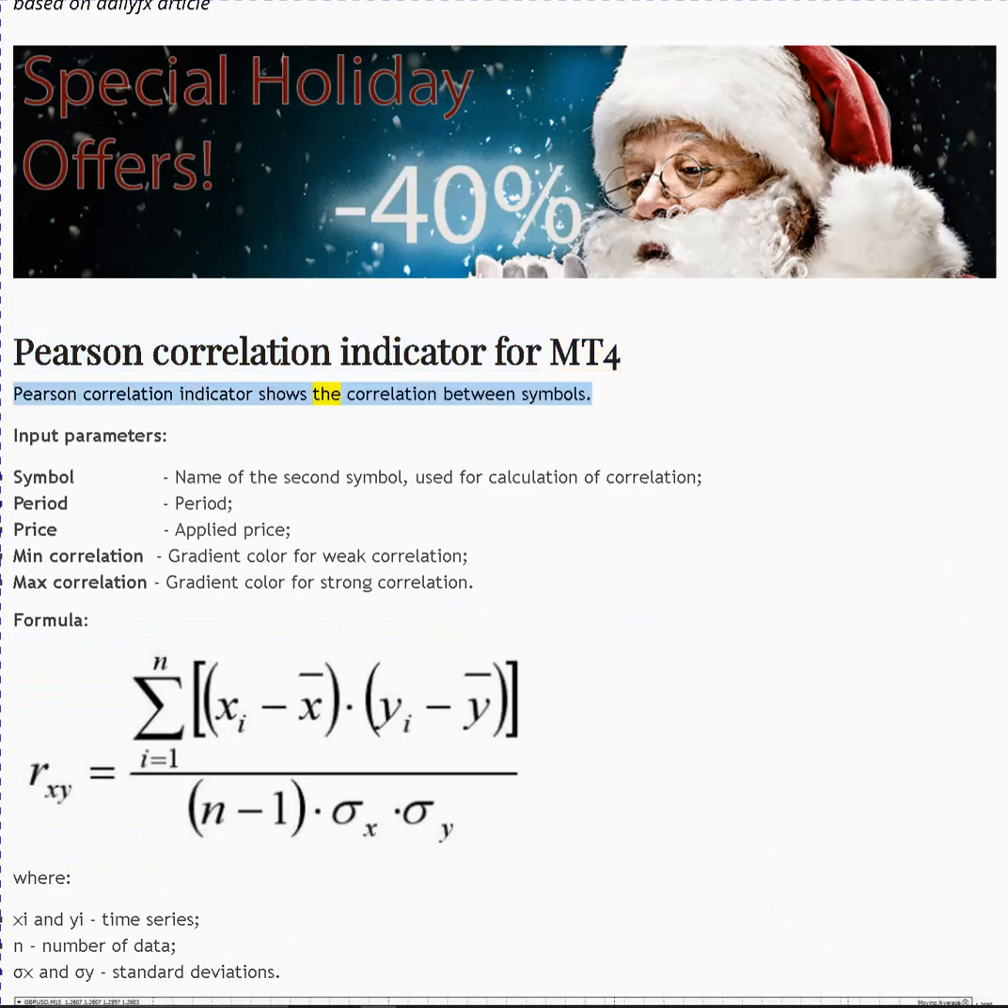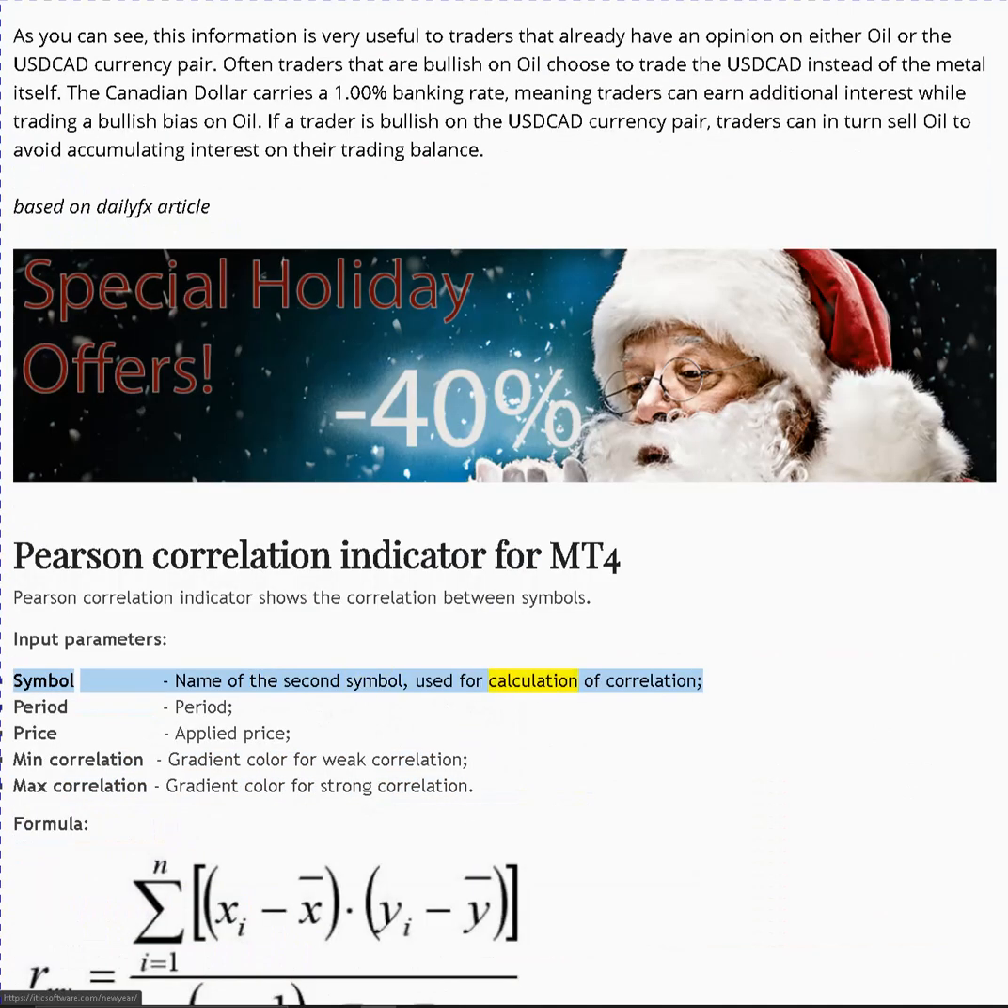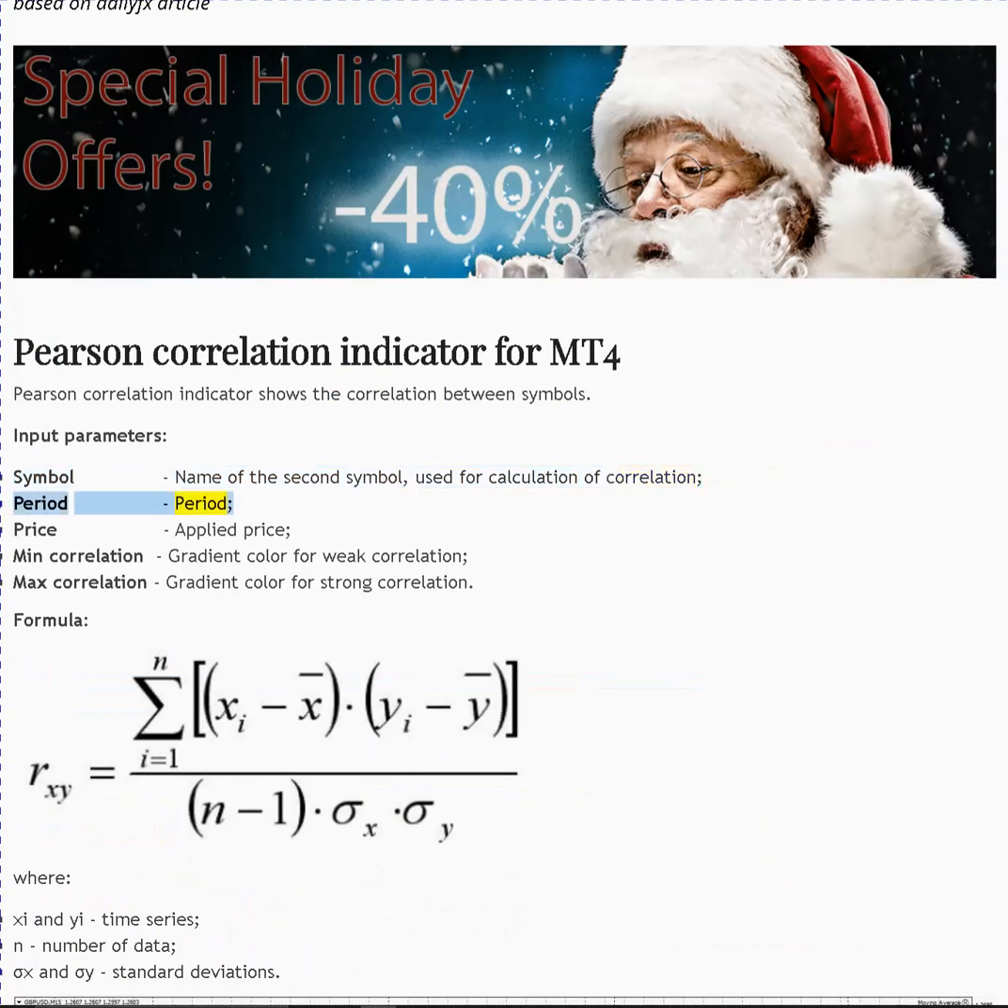Pearson correlation indicator for MT4. The Pearson correlation indicator shows the correlation between symbols. Input parameters. Symbol, the name of the second symbol used for calculation of correlation. Period, the period. Price, the applied price. Min correlation, a gradient color for weak correlation. Max correlation, a gradient color for strong correlation.